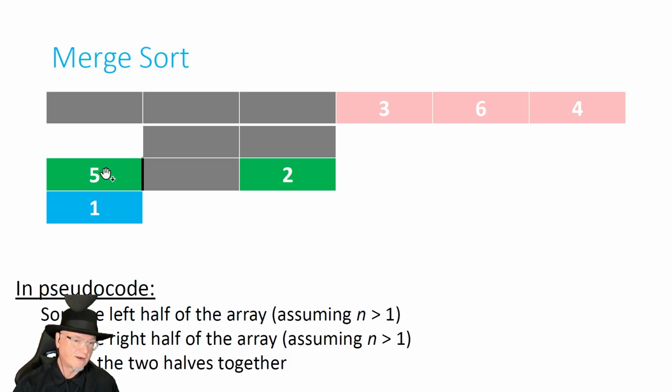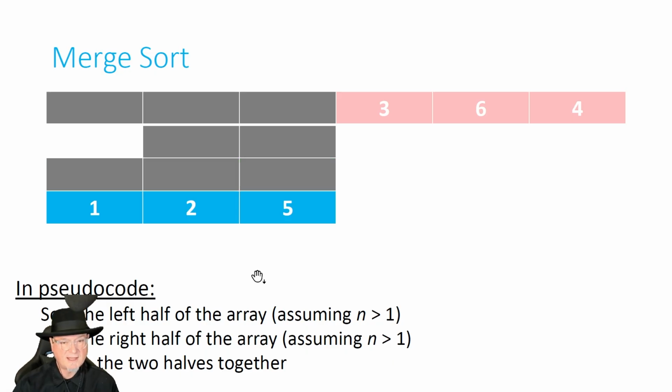That's 1. Now our left finger's on 5. Our right finger's on 2. We take the smaller one and we put it in the next position. That's 2. And there's only one left, so we put it in 5. And now our left half of the whole array is sorted.